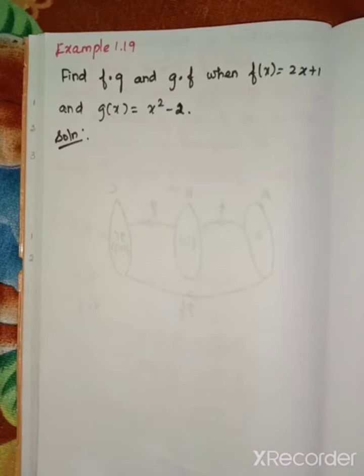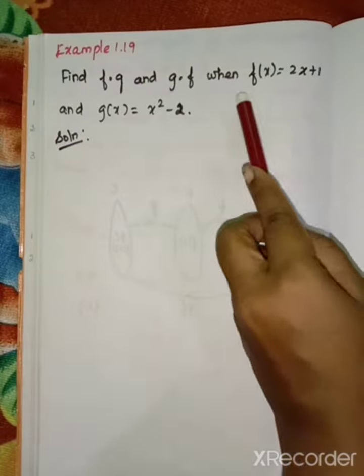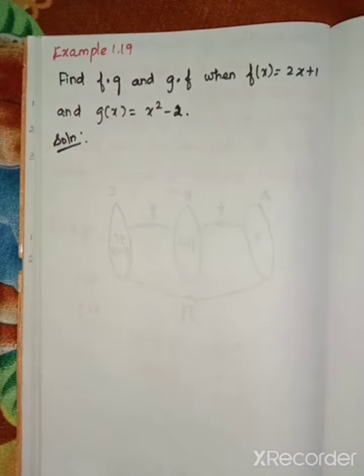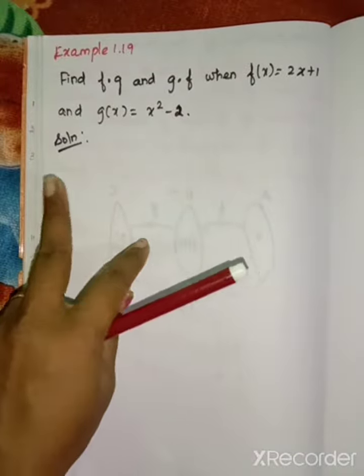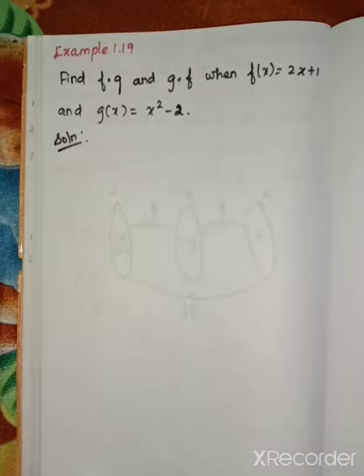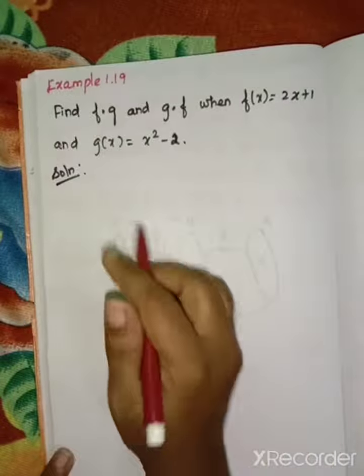Example 1.19. Find f of g and g of f when f of x equal to 2x plus 1 and g of x equal to x squared minus 2. In previous sums, only f of x alone was given. Then we substituted and found the value for x and f of x. For the pairing, we found the one-to-one function, onto function, many-to-one function or into function. Like that, we have types of function and domain and range. From this, we want to find only f of g, that is composition of f and g, and composition of g and f. So for that, first of all, we want to write the given.